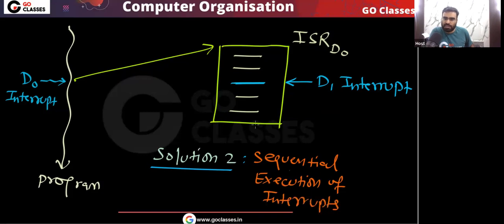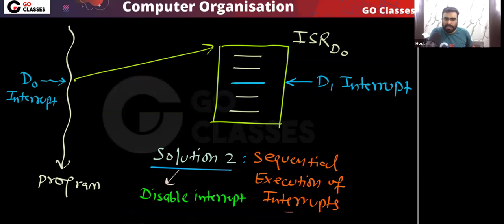In this, what can the CPU do? The idea is that the CPU will disable interrupts when some interrupt service routine is running. In this solution two, the CPU will disable interrupts when some ISR is running.